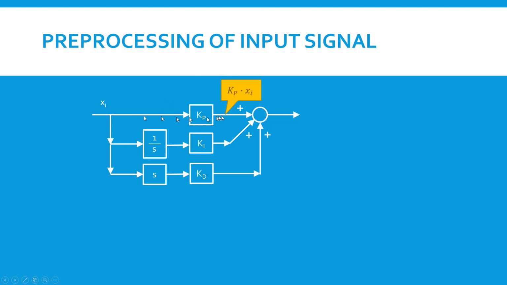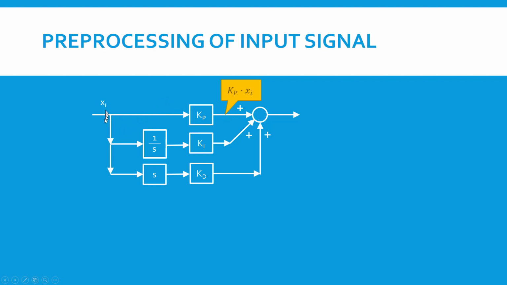Basically we have three paths in the PID controller. In this first path we feed the input in, we multiply it by a constant. This is called the proportional gain. And then we have a contribution to the final control signal that is proportional to the input. So this is the proportional action of the controller.